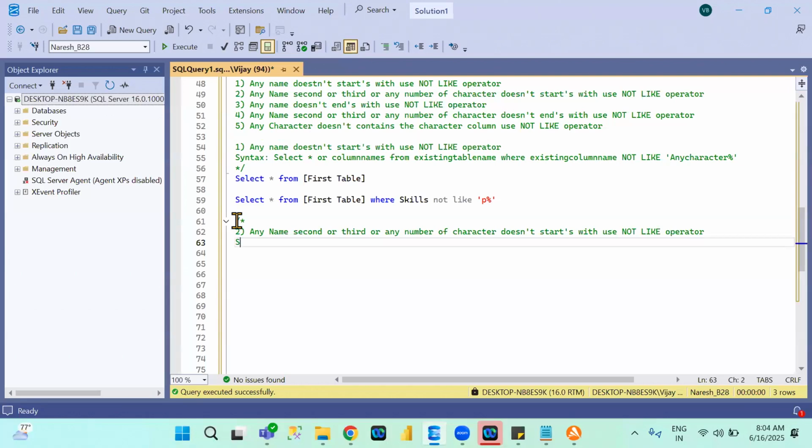Very good. Syntax. Okay. What is that one? Underscore. As it is. Previously what we discussed with the like operator, same example, same syntax. Only changed the like to not like. That's it. Okay. Tell me what records it will display.